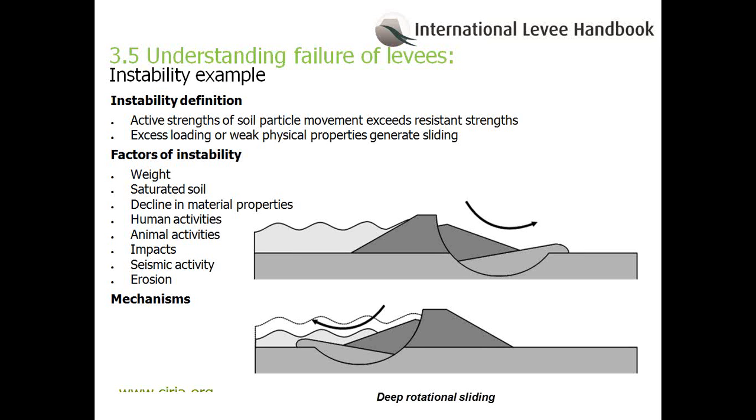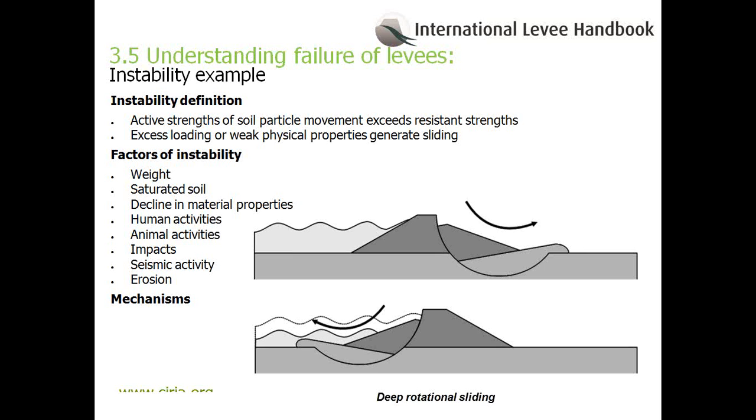Factors also contribute to instability, including weight, which is a primary factor of instability since it's the main driving force of soil particle movement. The levee soil might become saturated during high water and cannot drain as fast as the water recedes. This causes an increased weight in the levee embankment and ultimately slope failure. There's also a decline in the properties of the fill body or of the foundation soil that could reduce the shear strength and therefore the resistance to the levee sliding. Other factors of instability include human activities, animal burrowing, specific physical impacts, seismic activity, or erosion.